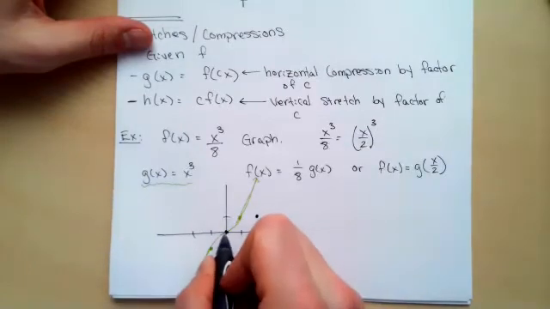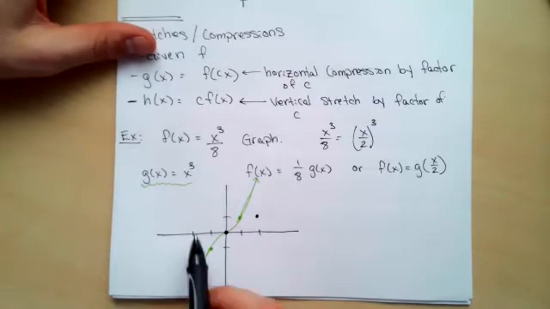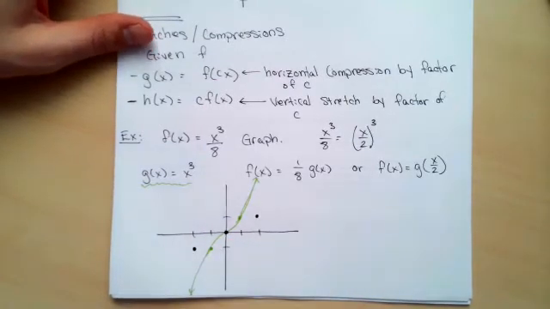0, 0 stays the same. 0 divided by 8, still 0. Likewise over here at -2, -8, then I divide by 8. It'll just be -2, -1.